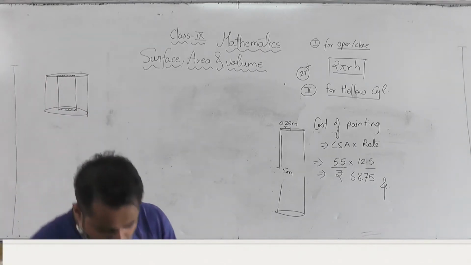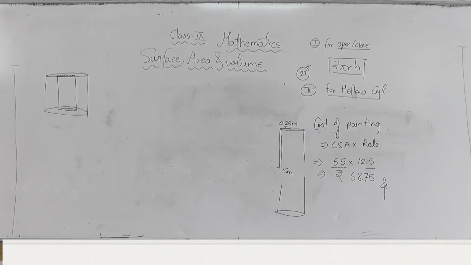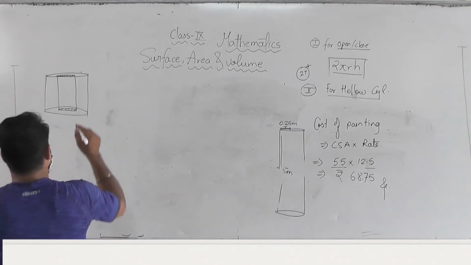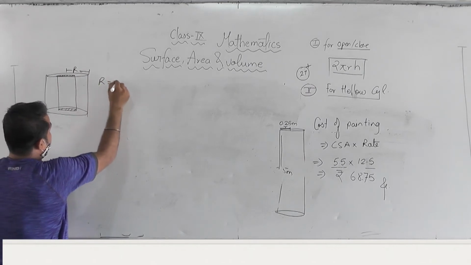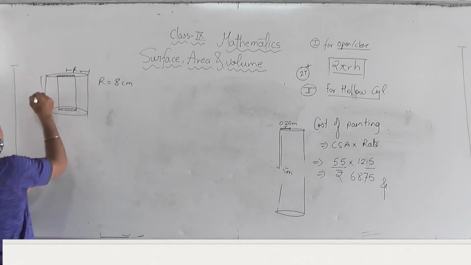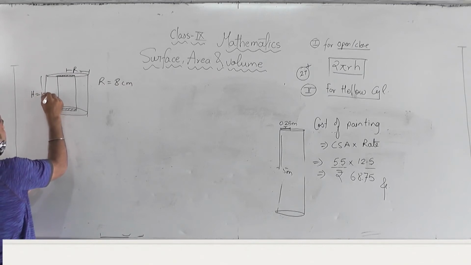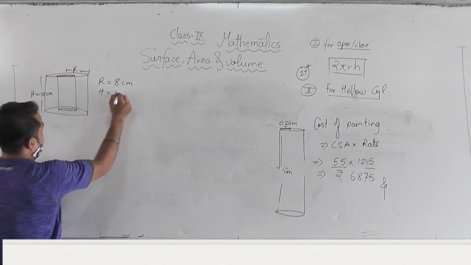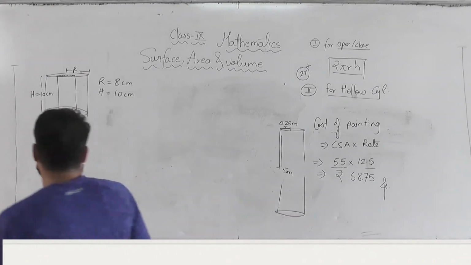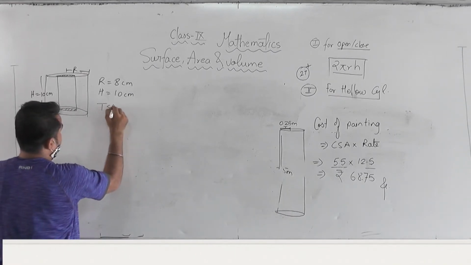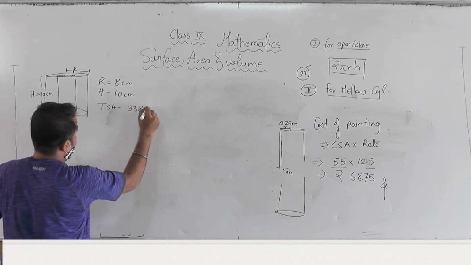So the question is saying that in a hollow cylinder open at both ends, external radius is 8 and height is 10. External radius means the capital R which we took before is 8 centimeters, and the total height of the cylinder is 10 centimeters. I just wrote those initials here from the first statement. Then it says the TSA is 338 pi. Remember that TSA is given as 338 pi.